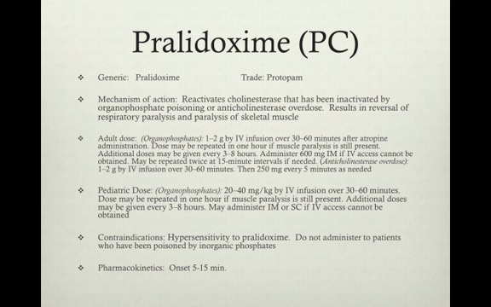Pralidoxime, and this is 2-PAM chloride, Protopam, reactivates cholinesterase that has been inactivated by organophosphate poisoning or anticholinesterase overdose. Results in reversal of respiratory paralysis and paralysis of the skeletal muscle. For organophosphates, 1 to 2 grams by IV infusion over 30 to 60 minutes after atropine administration. In pediatrics, 20 to 40 milligrams per kilogram by IV infusion over 30 to 60 minutes. Doses may be repeated in 1 hour if muscle paralysis is still present.